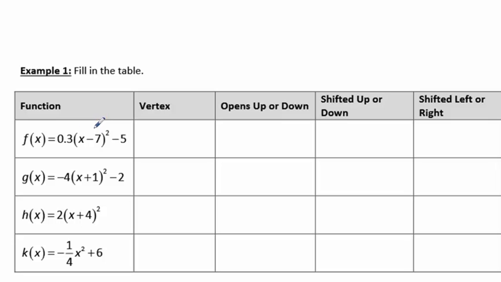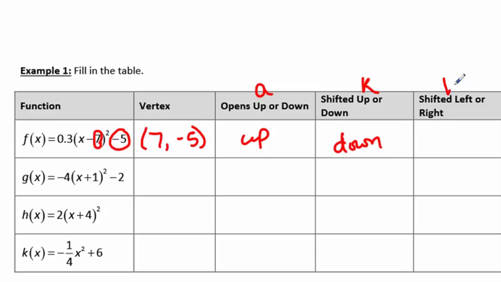Alright, so look at the vertex of this first parabola. It's x minus 7, so the vertex is going to be at 7, comma, negative 5. Remember that the negative is part of the formula here, so I'm looking at 7 and negative 5 for the x and y coordinates of the vertex. Now the graph opening up or down is going to be dependent on a, and so a is positive, it's going to be opening up. The graph shifting up or down is going to be dependent on k. K is negative, so it's going to be shifted down. Left or right is going to depend on h. H is positive, so it's shifted to the right.